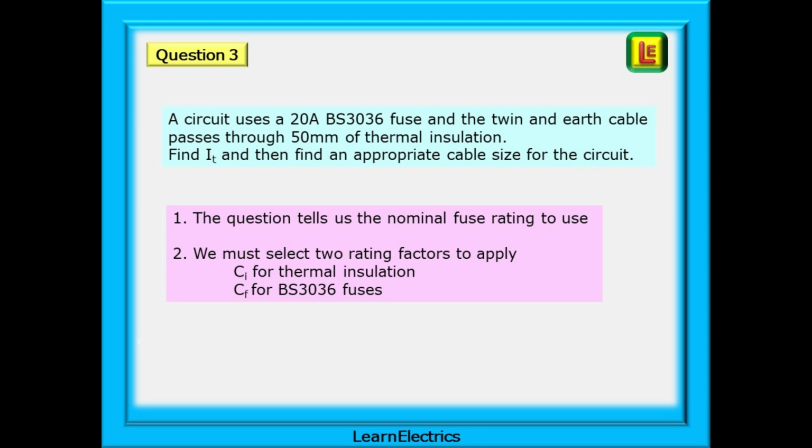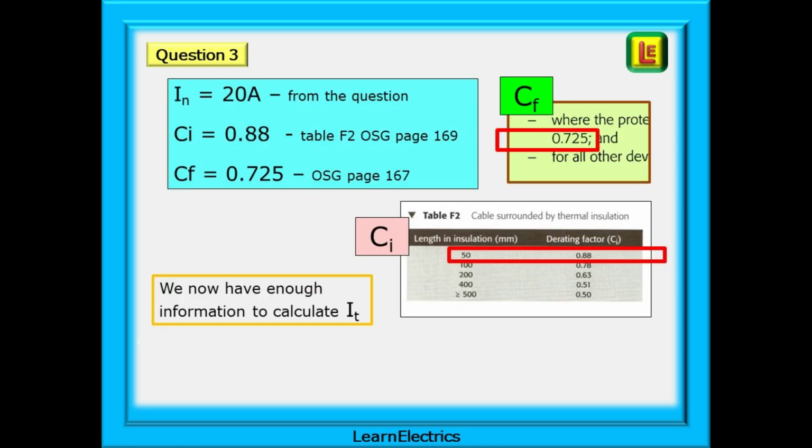And we must select two derating factors to apply. These are CI for thermal insulation and CF for BS3036 fuses. Using the appropriate tables, we have IN is 20 amps, given in the question. CI is 0.88 from table F2 of the on-site guide on page 169. And CF for the fuse is 0.725 from page 167.